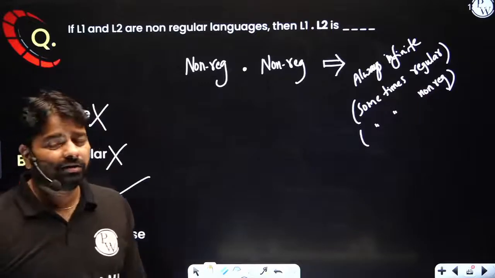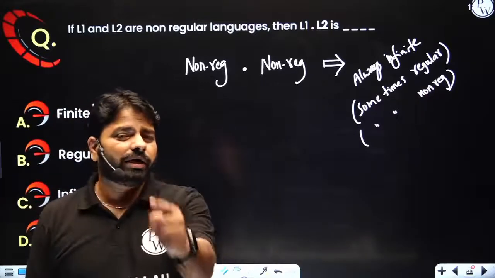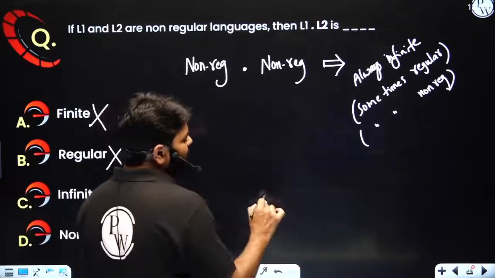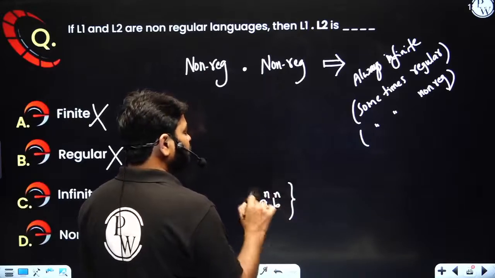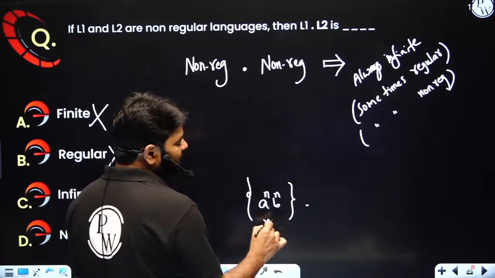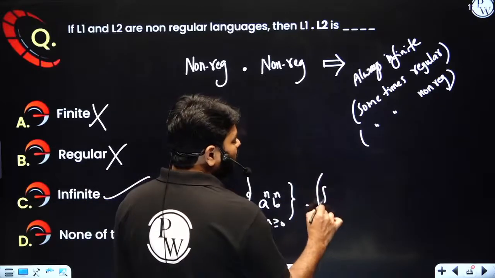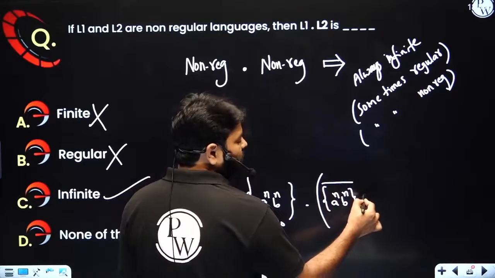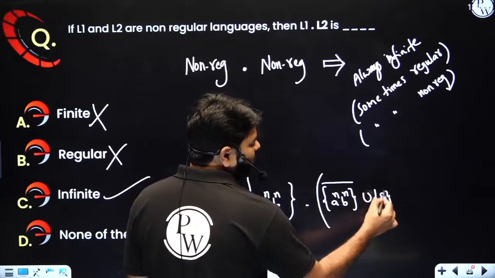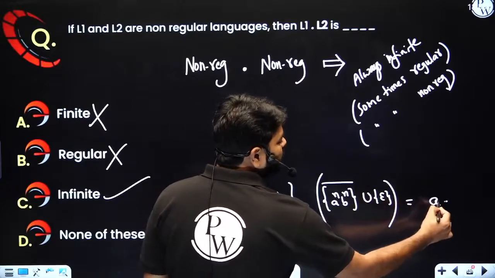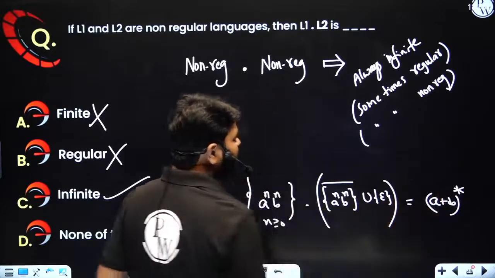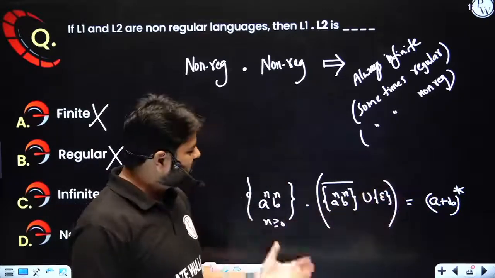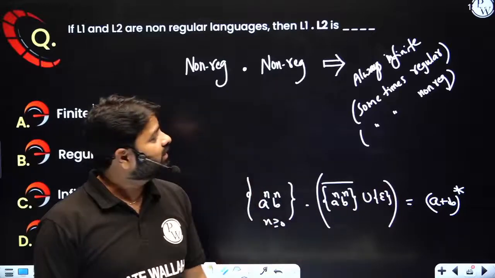You may ask again about the homework I previously gave, infinite dot infinite giving a regular example. I'm just trying to give one simple example. See, take a^n b^n, where n is greater than or equal to 0, concatenated with just one more language, its complement, taking the union with epsilon. Now the result you will get is (a+b)*. You just think about it. Both are non-regular, but their concatenation is regular. So this example is enough for the previous homework and this question.